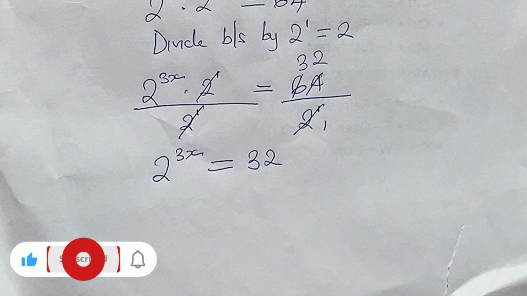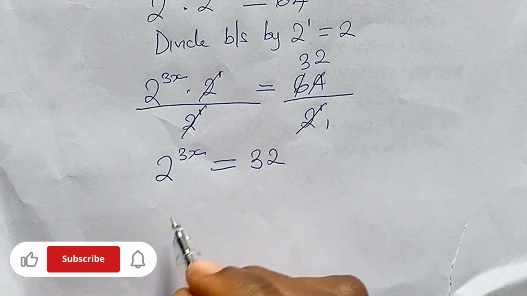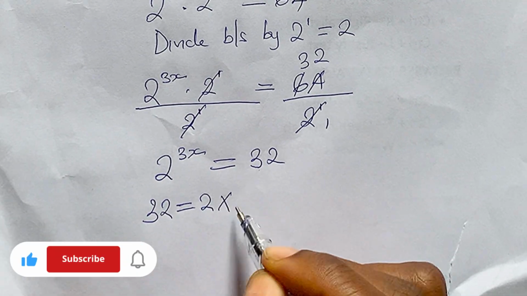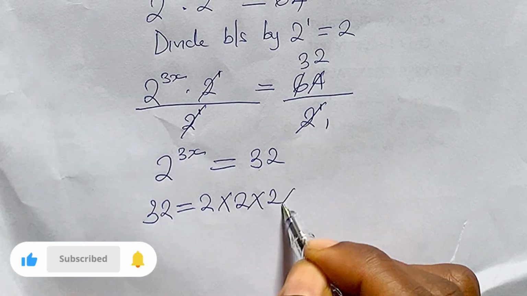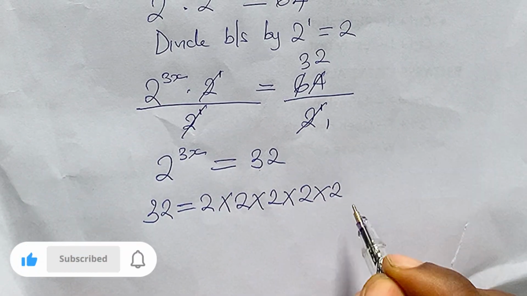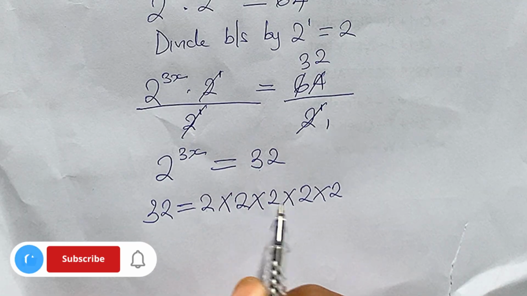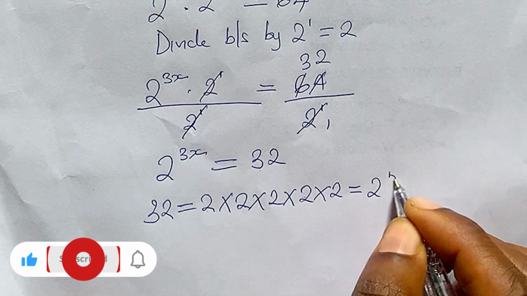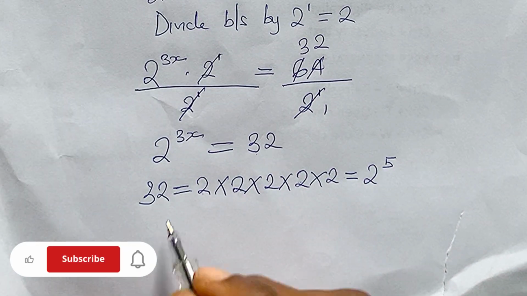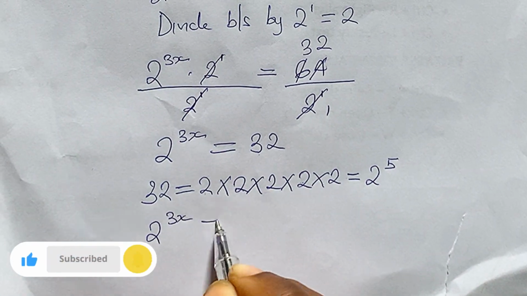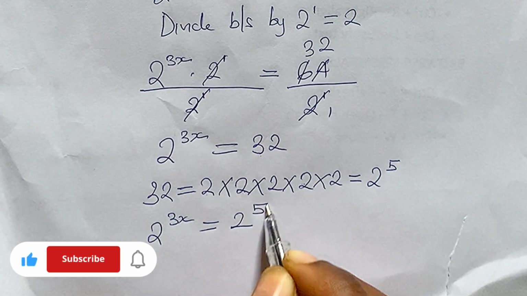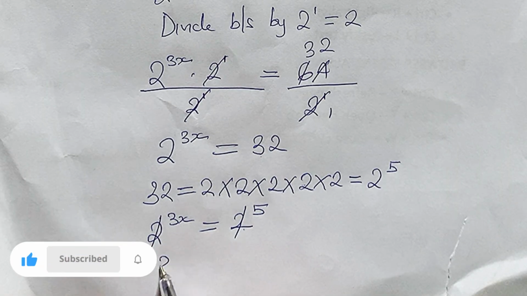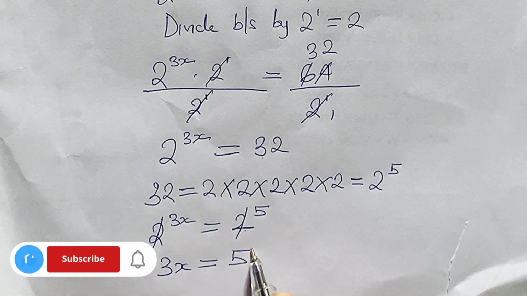Okay? So we can rewrite 32 in base 2, which is going to give us 2 multiplied by 2 multiplied by 2 multiplied by 2 multiplied by 2, which is 2 times 2, 4, 2 times 2, 4. That's 16 times 2 is going to give you 32. That's 2 raised to the power 5. So we have 2 to the power of 3x is equal to 2 to the power of 5. When the bases are the same, we can equate the powers. All right, so that means 3x is equal to 5.